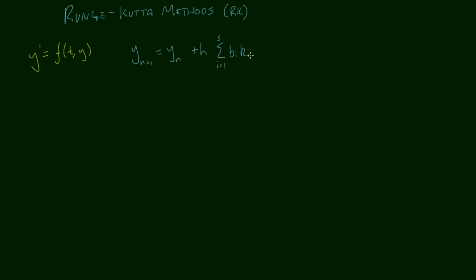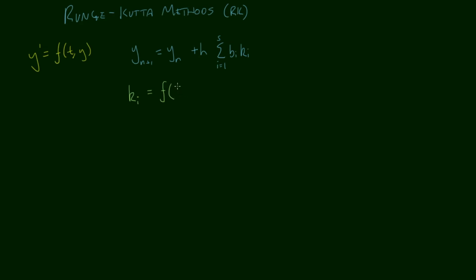So y_n is the current known solution for y. y_{n+1} is the solution at a small step h forward in the t domain. The b_i are just coefficients, and the k_i are what's called stage values, and these depend upon the ODE function we're solving, f(t, y). k_i is defined in terms of that.